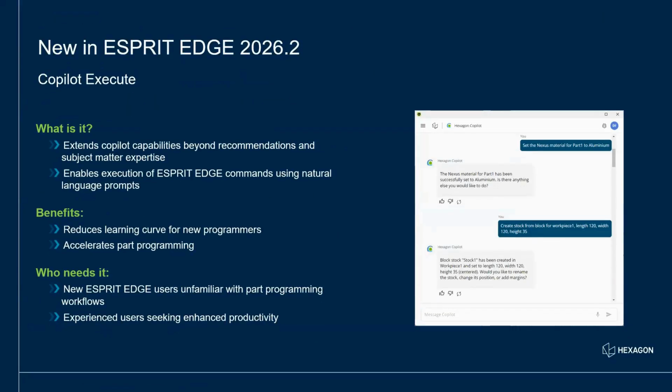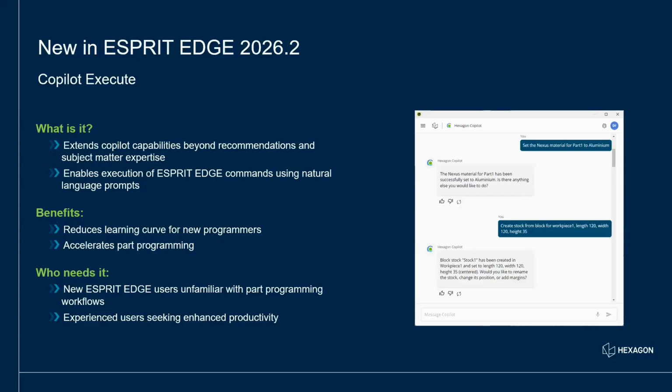ESPRIT EDGE has a version every year, and we update 3 to 4 times about the versions. We have already released 2026.1. This is the latest update, 2026.2. This is Copilot Execute.